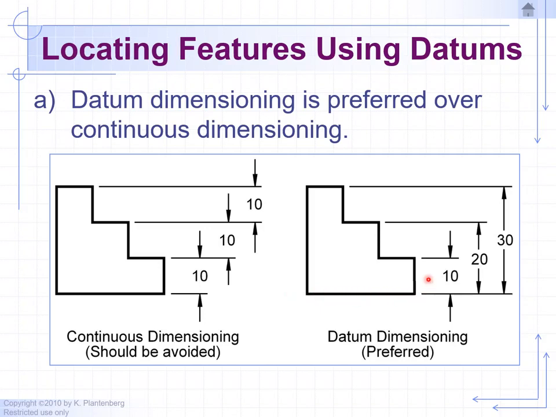So we're going to dimension bottom to top, 10 units. Then bottom to top, next step is 20 units. And once again, bottom to top, 30 units. So think of this as a strong foundation, a strong datum. And we have more accuracy when we dimension from that datum versus using continuous dimensioning, where if we have a step off by a lot, that will carry on to the next one and so on, causing the top step to be off even a lot more than dimensioning using a datum.